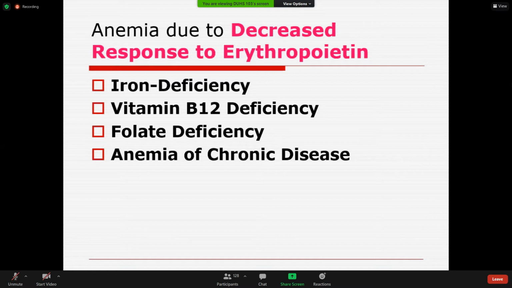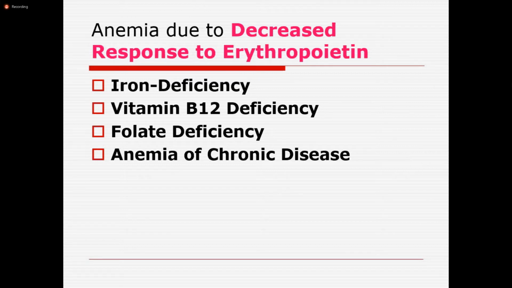So anemia due to decreased response to erythropoietin: as already mentioned, if the iron is deficient, erythropoietin won't work; B12 deficiency, it won't work; folate deficiency, it won't work; anemia of chronic disease may not respond to erythropoietin. So make sure that good stores are there of iron and B12, which are required for the synthesis of the RBCs. Only then would erythropoietin work, otherwise it won't. Next, please.